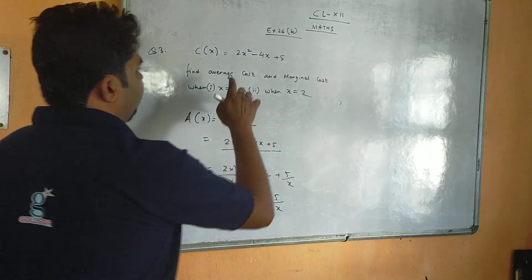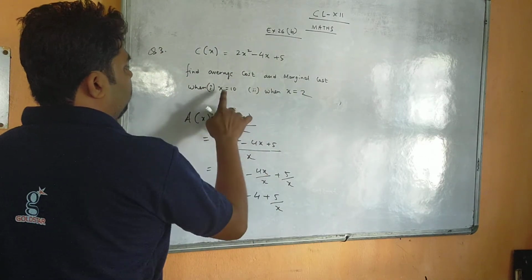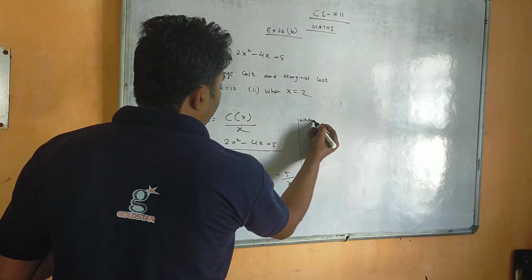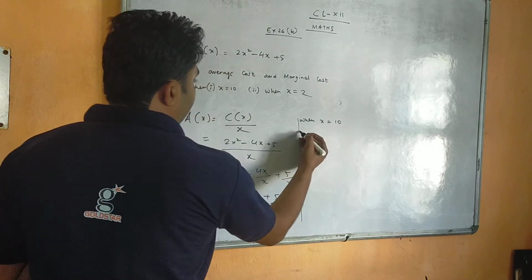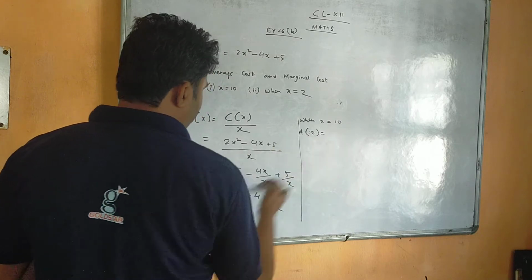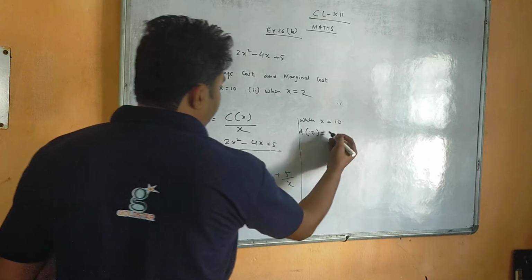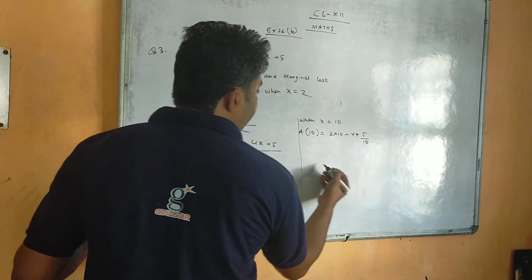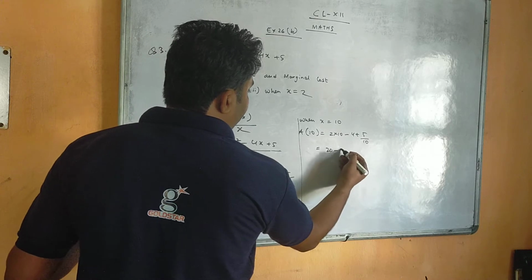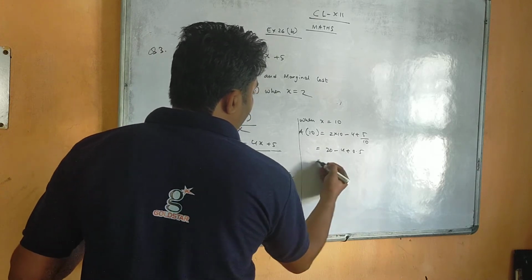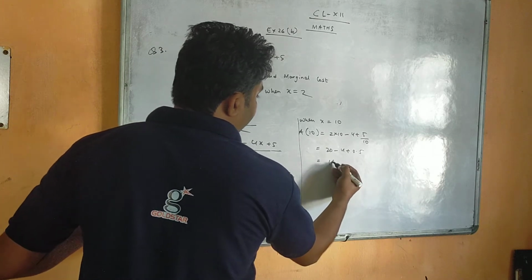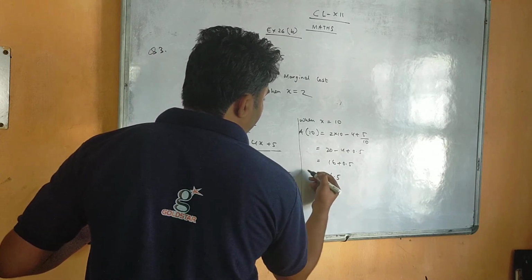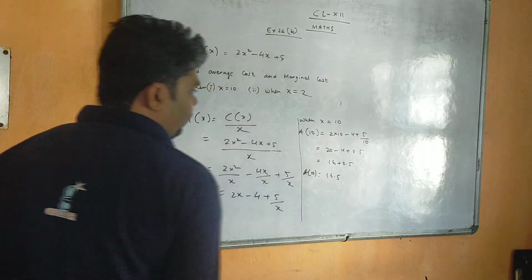But here in the question it says find average cost and marginal cost when x equals 10 and x equals 2. So if x equals 10, here in place of x we will put 10. Then what will we get here? 2 into 10 minus 4 plus 5 by 10, right? So we will get 20 minus 4 plus 0.5. We can write 16 plus 0.5. The answer is 16.5, right? That is the average cost when x equals 10.